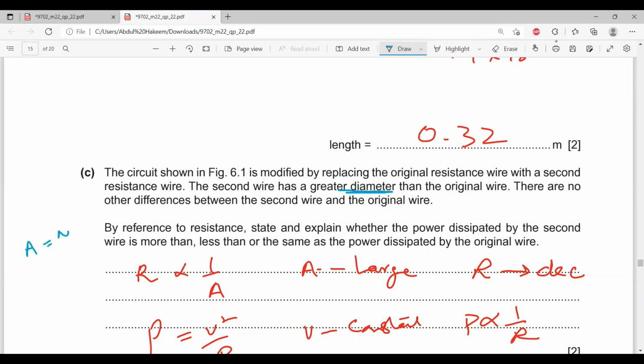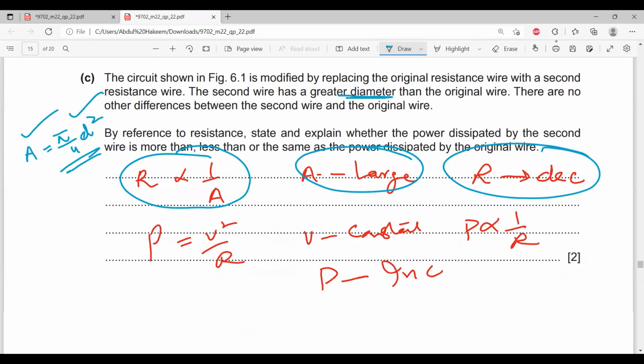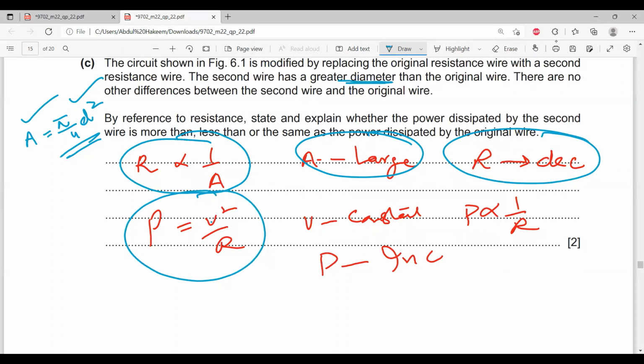Area is equal to pi by 4 diameter square. When diameter increases, area increases, and the resistance is inversely proportional to area. When area is large, resistance is small. And according to the formula, power is equal to V square over R. This V is constant; the voltage, EMF supplied by the battery, is the same. It means power is inversely proportional to R. When R decreases, the power increases.